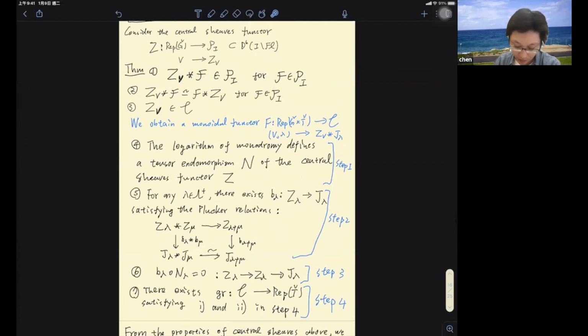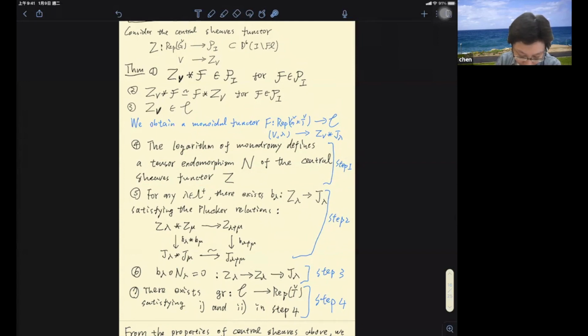So first, the central functor has a tensor automorphism given by the logarithm of monodromy, because it's given by nearby cycles. So we have this tensor endomorphism of the central shift functors. And that's basically step 1, the assumption in step 1.